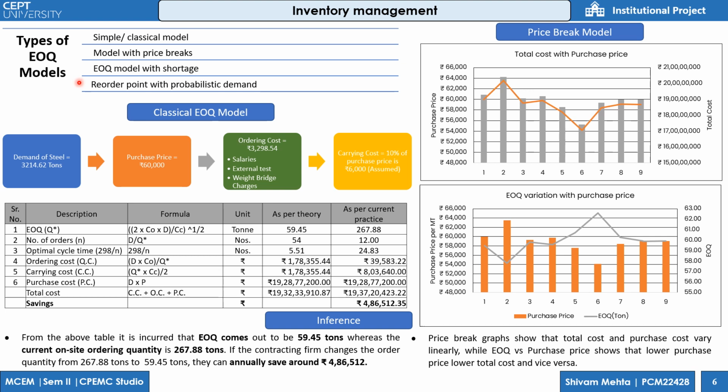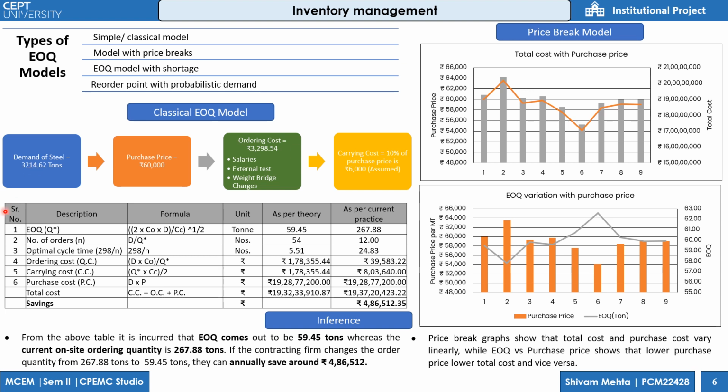Demand of steel is calculated as 3,214.62 tons for the project. The purchase price is 60,000. Ordering cost is 3,298.54 rupees, which includes salaries, external test, and weighbridge charges. Ordering cost is considered as 10% of purchase price, which is 6,000.